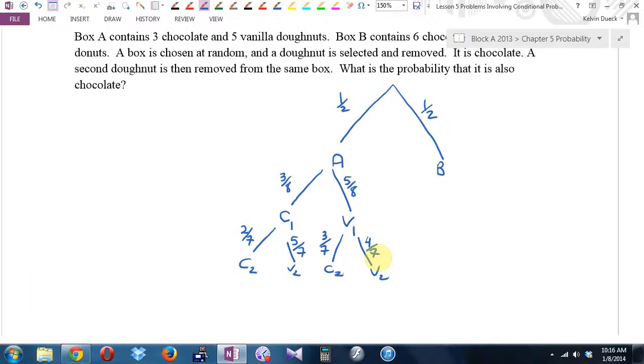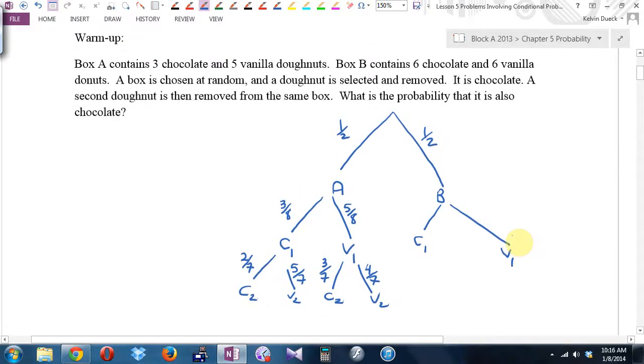Let's go fill in B. Is that a hand up? No? Okay. Chocolate 1. I'm going to move way over here so I have more room. Vanilla 1. How many chocolates does box B have? 6 out of? And 6 out of 12 vanillas. Then we have chocolate 2, vanilla 2, chocolate 2, vanilla 2.